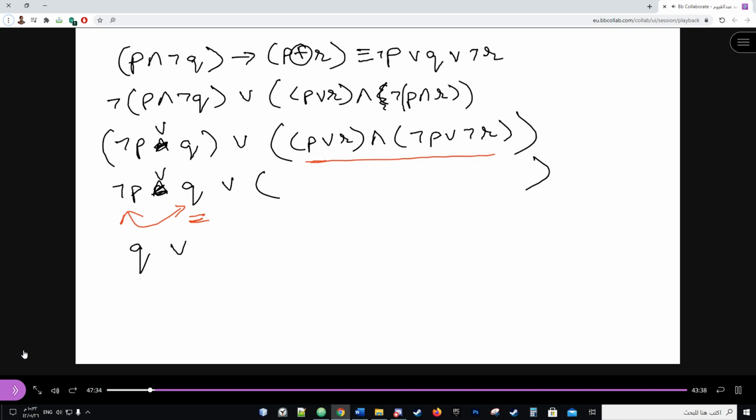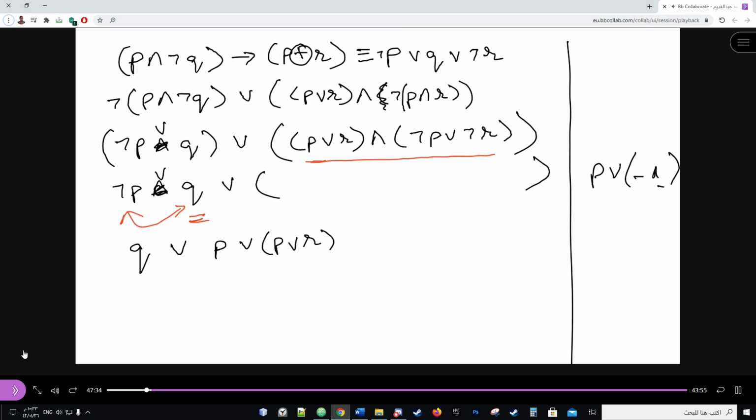So it's P or, I have two terms. So I just apply the distributive law on that. So I have P or R as one term and P or not R as the second term. Okay, I get two terms from this.